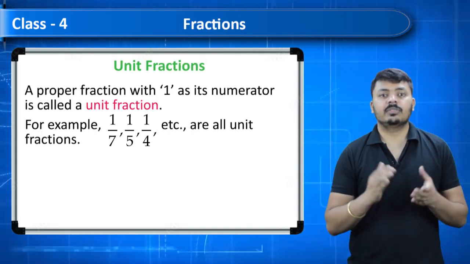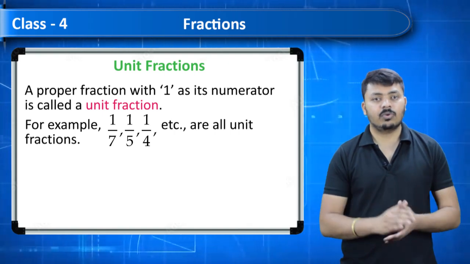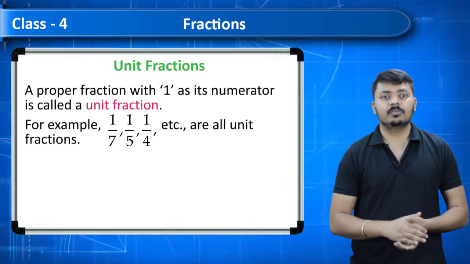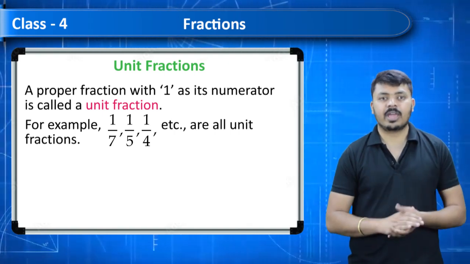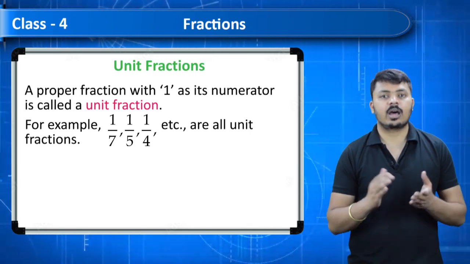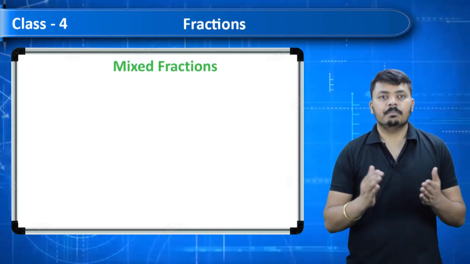Unit fractions. A proper fraction with 1 as its numerator is called a unit fraction. For example, 1/7, 1/5, 1/4, etc. are all unit fractions.